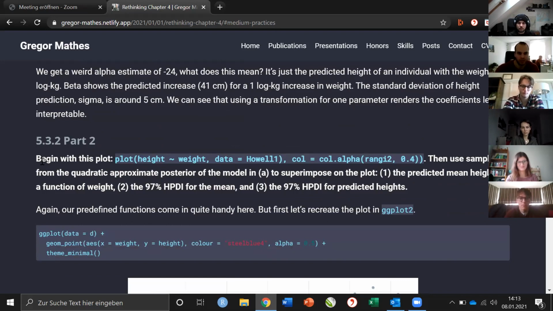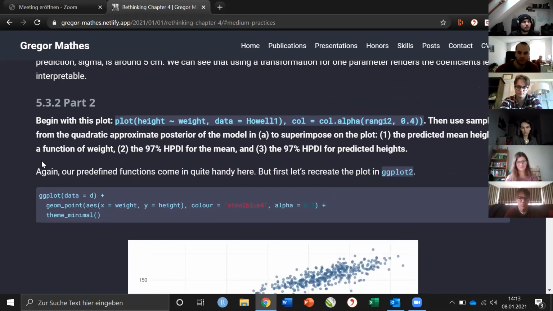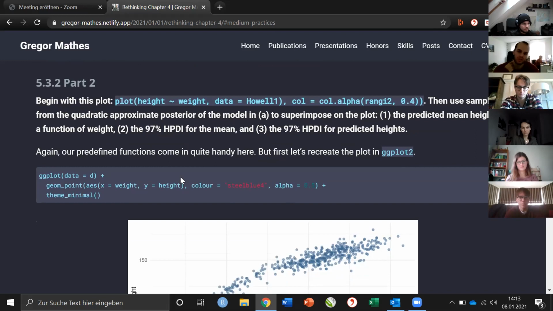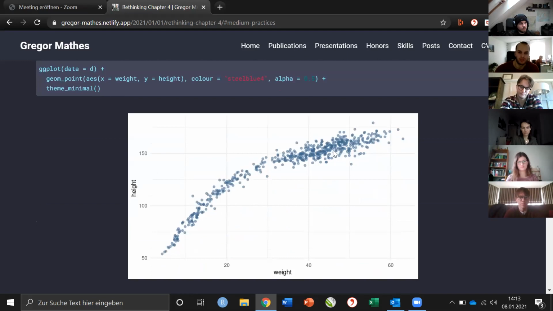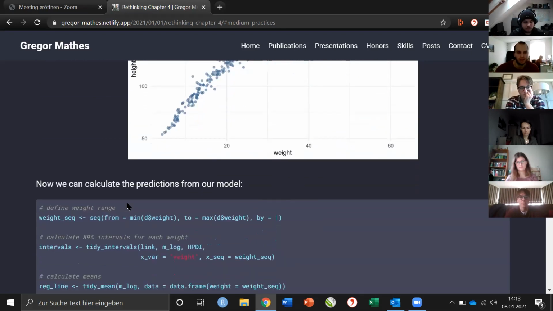Part two begins with this plot, where we plot the height versus the weight, and then use samples from the QUAP and superimpose them on the plot. So basically what you just did before with the linear regression. This is the plot we're starting with, just all data points, children and adults, the height on the y-axis and the weight on the x-axis.